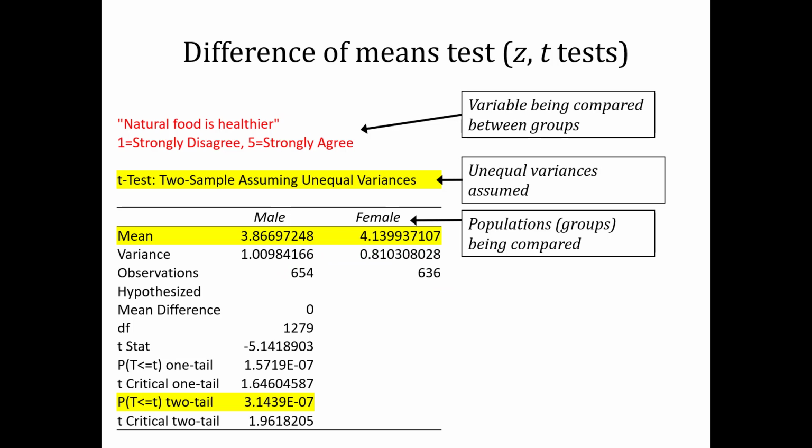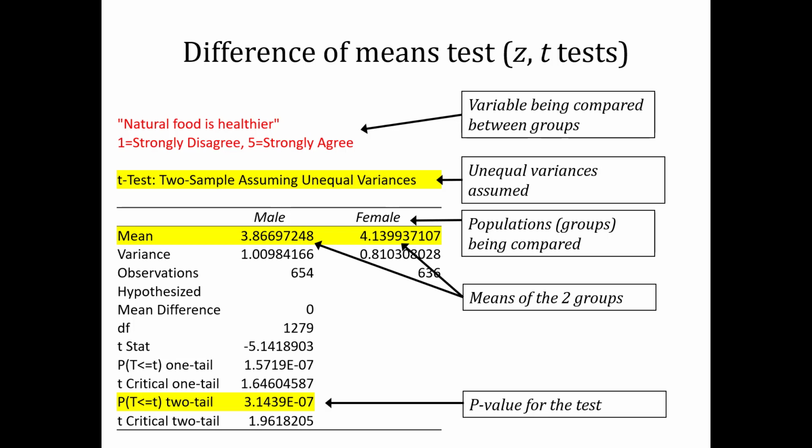The next important piece of information is the mean for each group. This is where you need to remember what those numbers mean. A higher number means more agreement with the statement. So based just on the means, we would say that women are more likely to agree that natural food is healthier since their mean is 4.14 compared to 3.87 for men. But before we can jump to that conclusion, we need to check that the means are significantly different based on the p-value for the test.